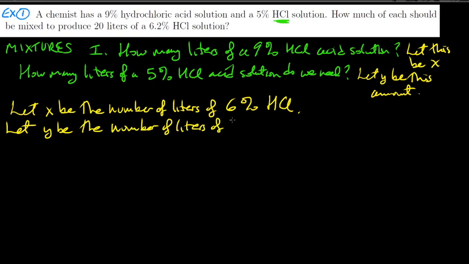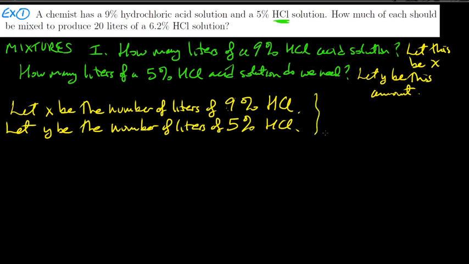And let Y be the number of liters of the 5% solution. There's no 6% here. 6.2% is what we're looking for, but we only have a 9% solution and a 5% solution. Okay, so that's what we have.